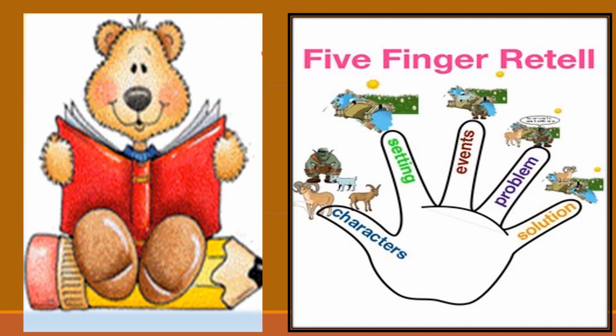In each story we have 5 basic elements. في كل قصة هنالك 5 عناصر أساسية. Characters الشخصيات. Setting المكان or the place. Events الأحداث. Problem المشكلة أو الحبكة. Solution الحل للقصة at the end of the story.